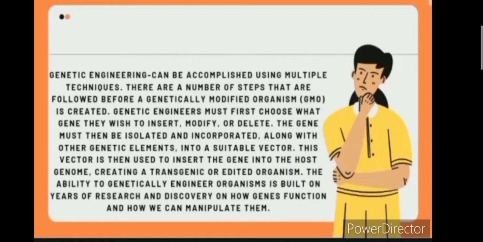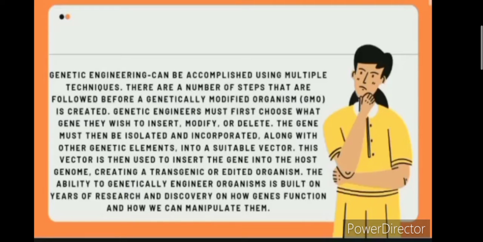There are a number of steps that are followed before a genetically modified organism, or GMO, is created. Genetic engineers must first choose what gene they wish to insert, modify, or delete. The gene must then be isolated and incorporated, along with other genetic elements, into a suitable vector. This vector is then used to insert the gene into the host genome, creating a transgenic or edited organism.